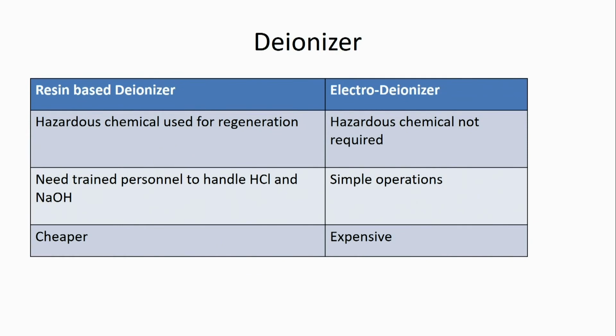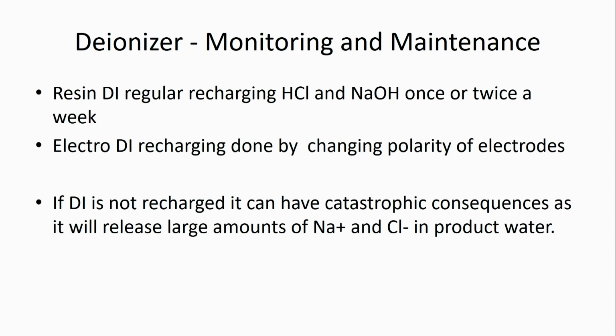So these resin based deionizers use hazardous chemicals, as these resins have to be recharged regularly. That is, hydrochloric acid and sodium hydroxide are used for recharging, and we need trained personnel to handle these hazardous chemicals. But it is cheaper for operation, cheaper for installation. And electro deionizer does not require any hazardous chemicals, and it is simple to operate, but it is expensive for installation. The resins of DI need regular recharging with hydrochloric acid and sodium hydroxide once or twice a week.